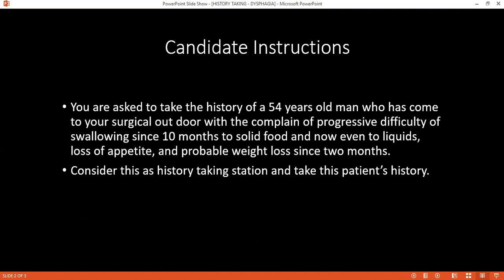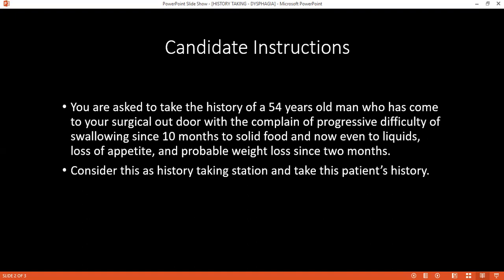Okay. And the second differential? Yes, please go ahead. The second differential will be gastroesophageal reflux disease. Okay, good. All right. And the third one could be the carcinoma, etc. All right. What investigations would you ask for this patient to confirm your diagnosis?